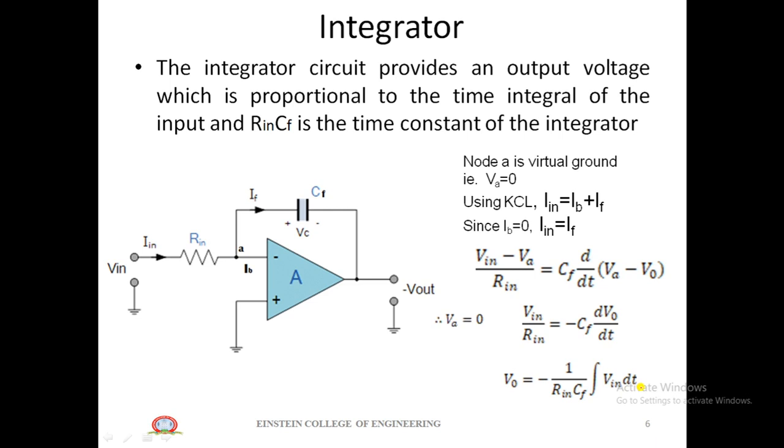So from this equation we can say the output of the integrator is directly proportional to the integral value of the input signal, and it is inversely proportional to the time constant R_in C_f. By varying the R_in and C_f values, the magnitude of the output voltage can be varied, and the negative sign shows that the output will be inverted from the input signal.